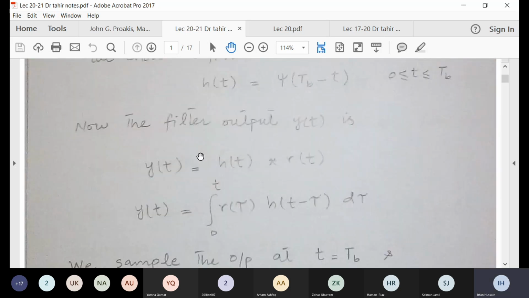So what will be the filter output? The filter output will be the input signal, which is r of t, convolved with h of t. This becomes the integral of r of tau, h of t minus tau, d tau. Now what is h of t minus tau?